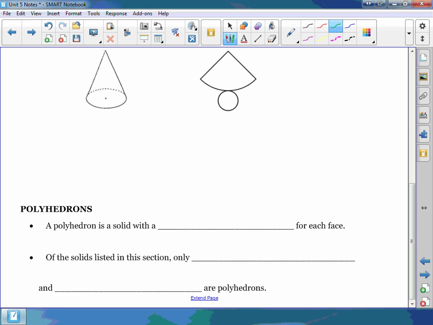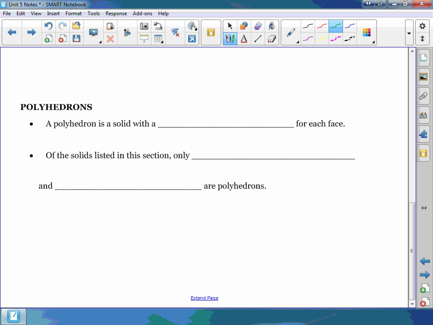Now, a couple of these fit into the category of something called polyhedrons. I know we got some odd names today. A polyhedron is a solid with a polygon for each face. So if we think about the ones that we just talked about, the prism, the pyramid, the cylinders, the cones, two of them fit this description. Which two are made up of only polygons? Alex? Yeah, prisms and pyramids.